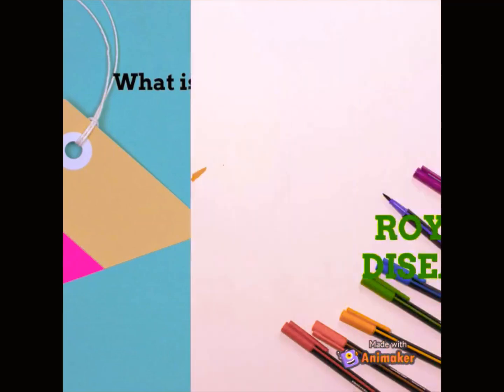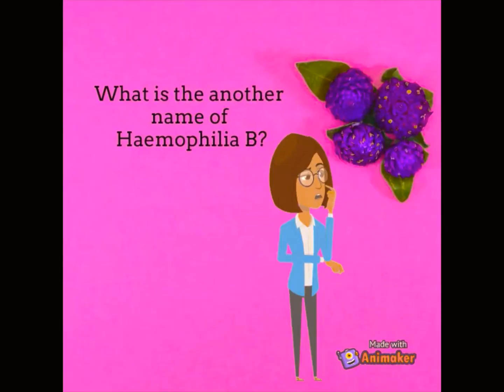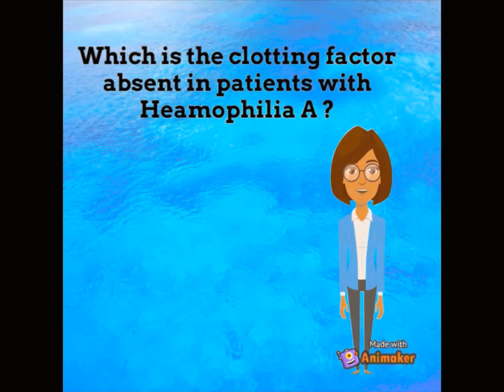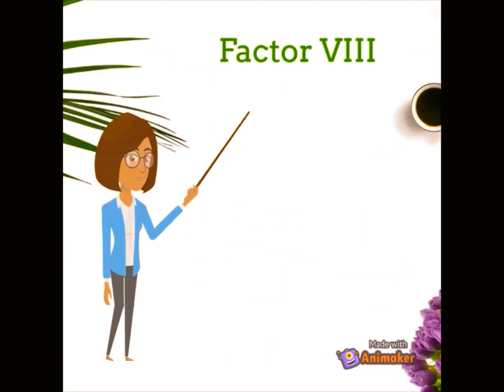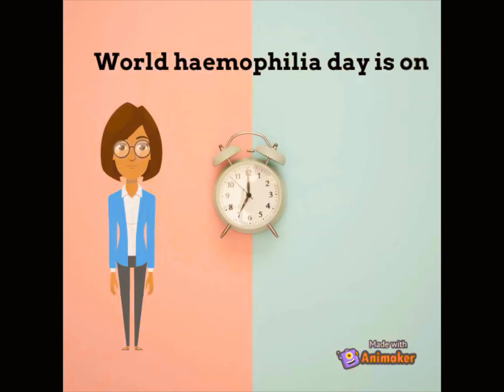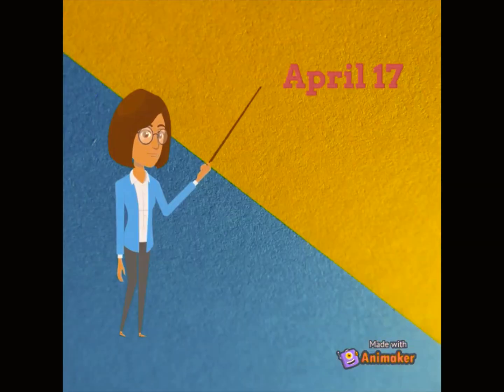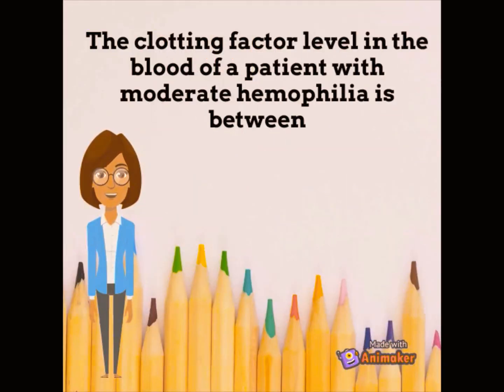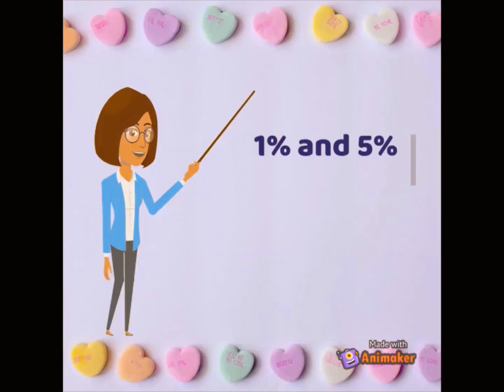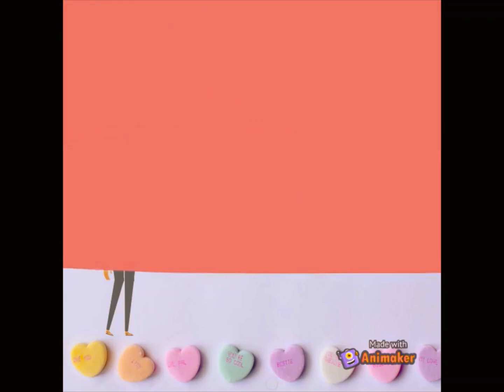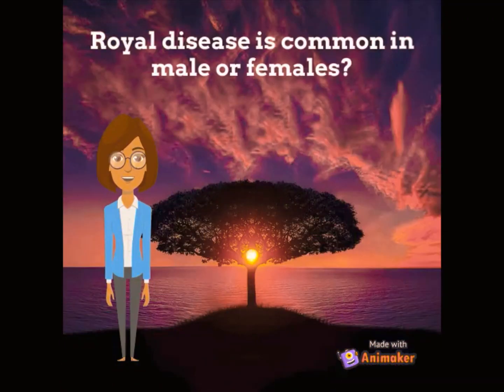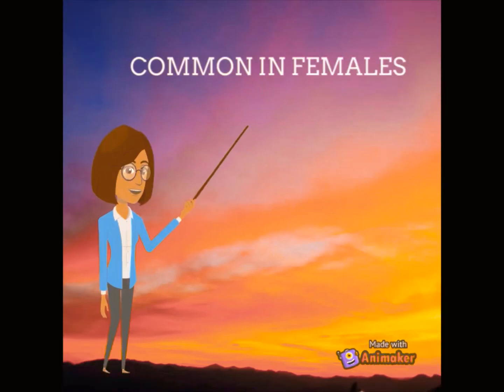Activity. What is the another name of haemophilia? Answer: royal disease. What is the another name of haemophilia B? Answer: Christmas disease. Which is the clotting factor absent in patients with haemophilia A? Answer: factor VIII. World Haemophilia Day is on? Answer: April 17th. The clotting factor level in the blood of a patient with moderate haemophilia is between? Answer: between 1% and 5%. Royal disease is common in males or females? Answer: it is common in males.